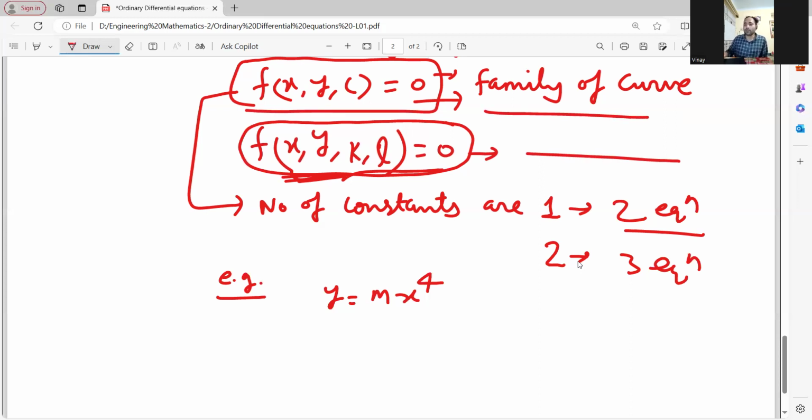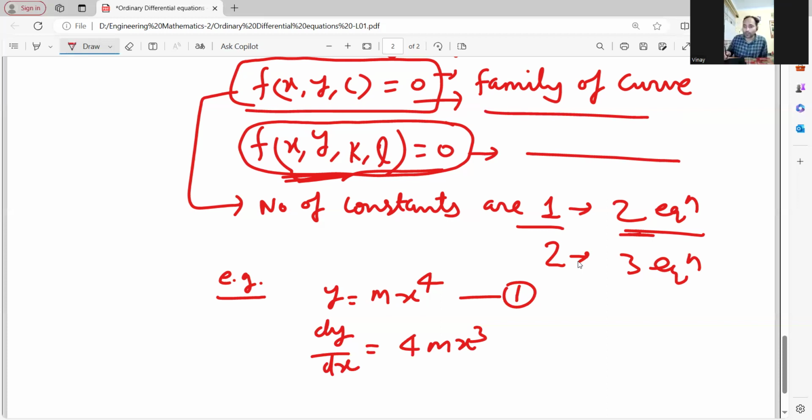How will you do it? You have one constant, so how many equations do you need? Two. One equation is this. The second is you differentiate: dy by dx is equal to 4mx to the power 3. Now, why? Okay, hang on. I forgot to tell you why you need these extra equations. Basically, you need these equations to eliminate the constants. Once you eliminate the constants, you find the relation between derivatives of the dependent variable and the independent variable. That is nothing but the ordinary differential equation.